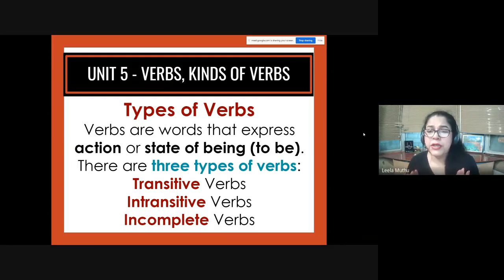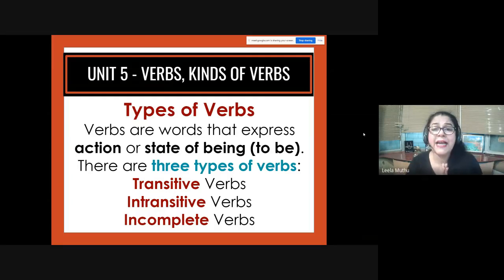Now, you all know that the subject in the sentence is the doer of the action. For example, if I say, I teach English, the doer of the action of teaching is me, I. Supposing I say, the boy kicked a ball. The doer of the action in this sentence is the boy. Supposing I say the dog wagged its tail, the doer of the action, or the subject of the sentence, is the dog.